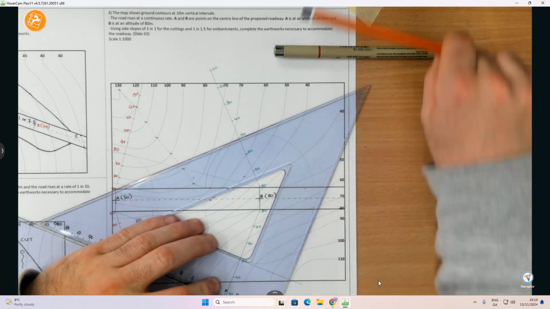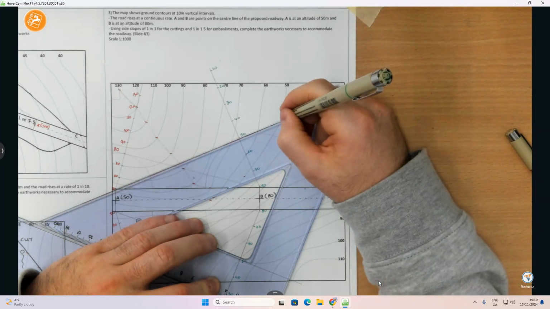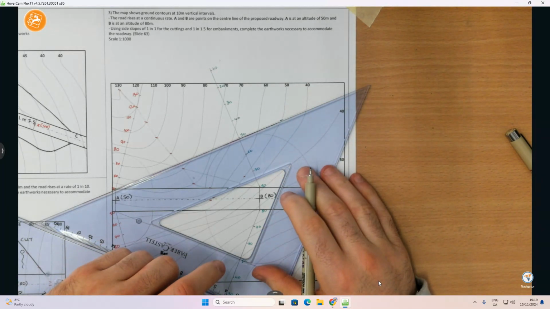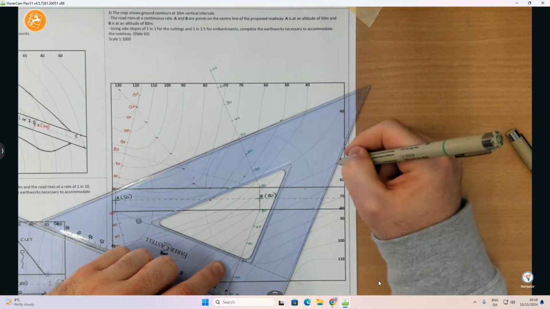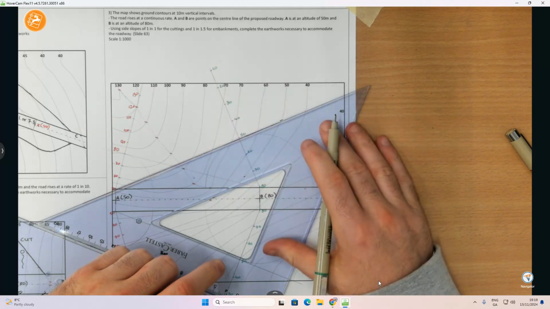So let's go with the 50. Does the 50 pass through? Yes, it does. Make sure I'm using the green one. So the 50 passed through right there. Is there any other 50 I can see? 40, 40. There is a 50 down here, but it's not cutting through it. And there's no 50 over here, so that's fine.